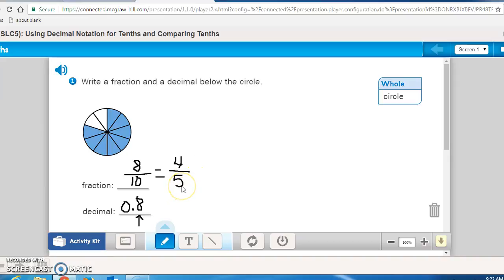I want you to go ahead and finish 2, 3, 4, 5, 6, and 7 through 14. When you're finished with that, I want you to bring it back to me so I know for sure that you understand what you're doing, and I can check it over and clarify anything that needs it. So pause the recording now, please, and do Math Journal, page 89.